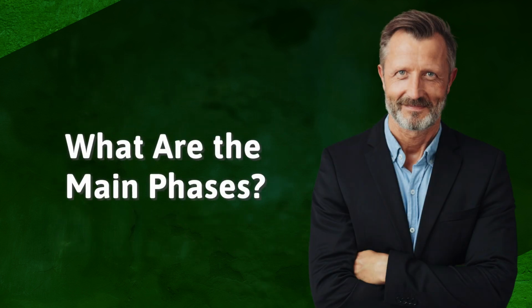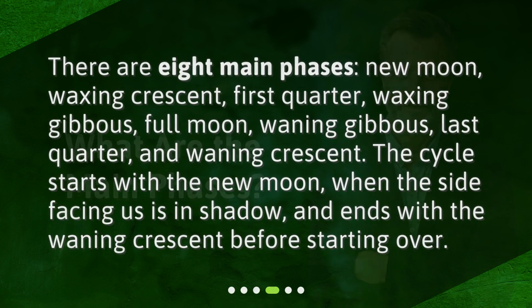What are the main phases? There are 8 main phases: new moon, waxing crescent, first quarter, waxing gibbous, full moon, waning gibbous, last quarter, and waning crescent. The cycle starts with the new moon, when the side facing us is in shadow, and ends with the waning crescent before starting over.